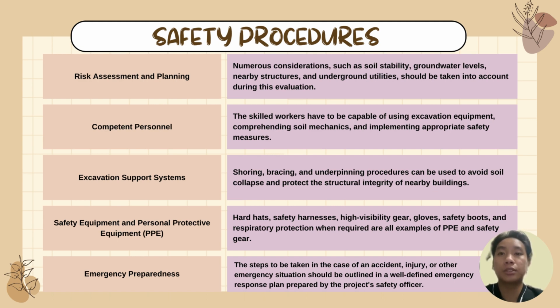appropriate safety measures. Thirdly, excavation support systems. Shoring, bracing, and underpinning procedures can be used to avoid soil collapse and protect the structural integrity of nearby buildings. Then, safety equipment and personal protective equipment (PPE). Hard hats, safety harnesses, high visibility gear, gloves, safety boots, and respiratory protection when required are all examples of PPE and safety gear.